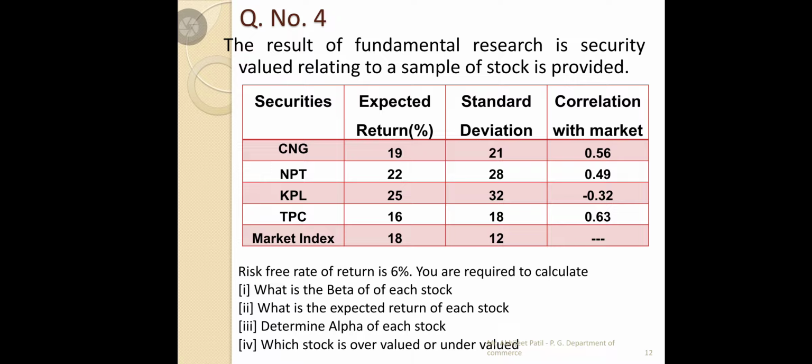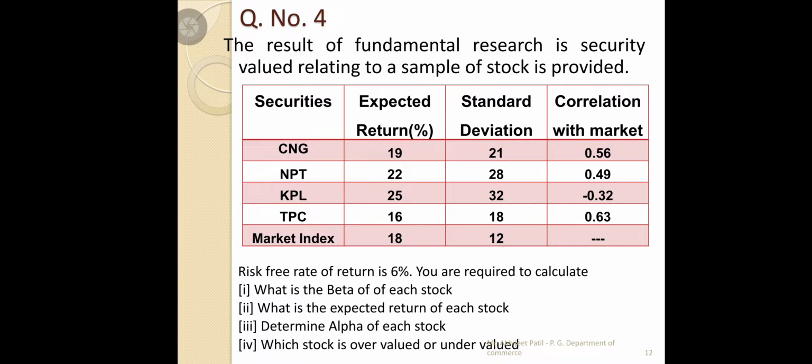And the questions they ask, you are required to calculate, here 4 questions they ask. Such kinds of questions will come for 15 marks. First is, what is the beta of each stock? In this problem beta is not given, so beta is missing information. That's why the question asks beta should be calculated. Till now, in the problems we solved, beta was already given.